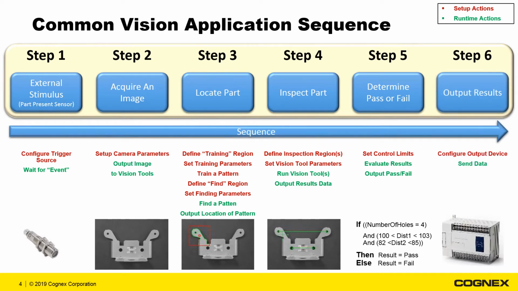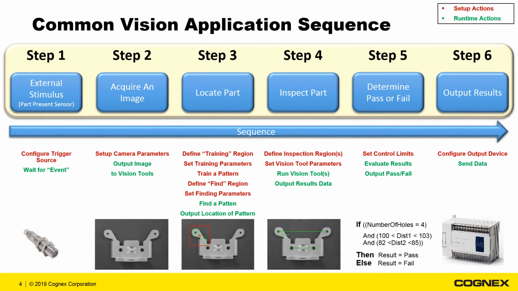Finally, we need to communicate the results of our inspection to some external device so that the part can either proceed or be removed from the production line. This device may be a simple actuator that diverts parts into a reject lane on a conveyor, or a PLC which may be needed to track the part to a downstream reject station.